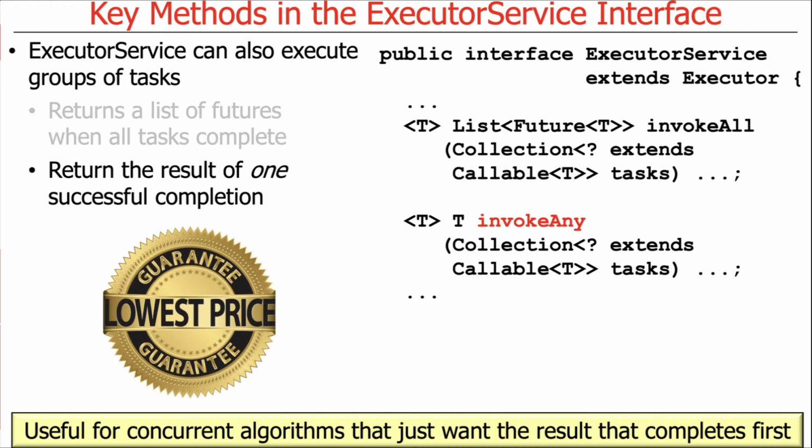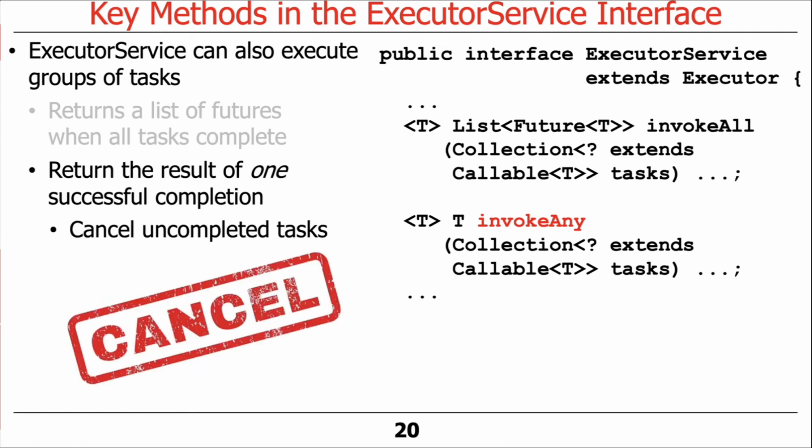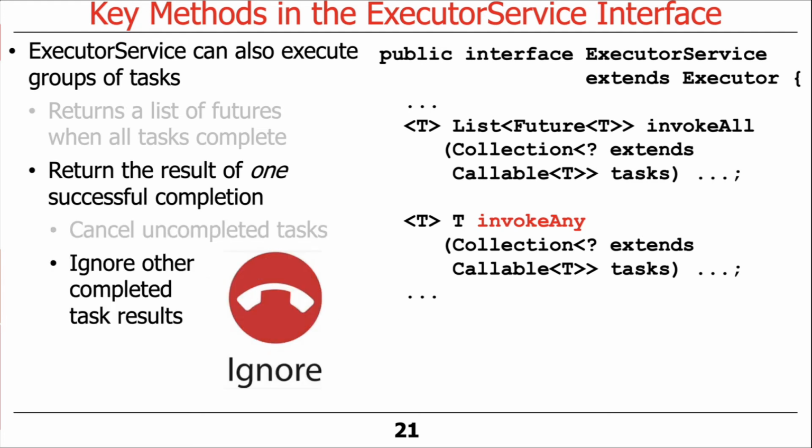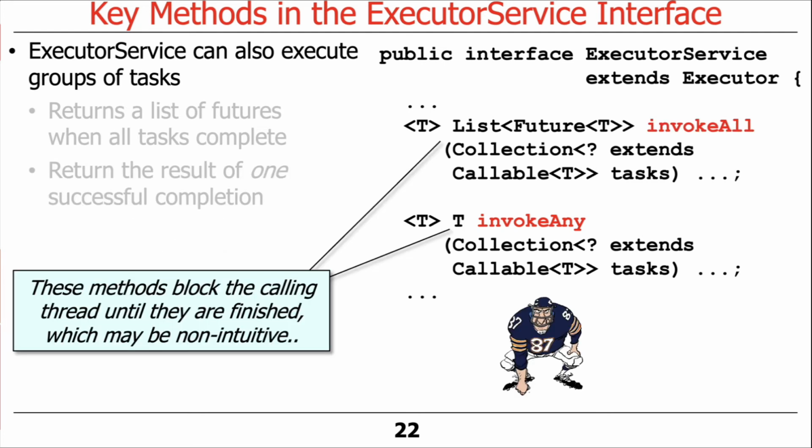So invokeAny will return the result when it finishes. It'll cancel all the other tasks that have not yet finished. So you'll only basically get one result and everything else is canceled. And all those other results are just ignored, whatever they happen to be.